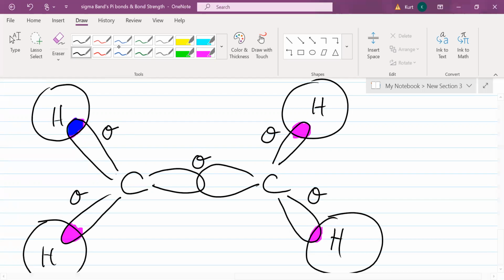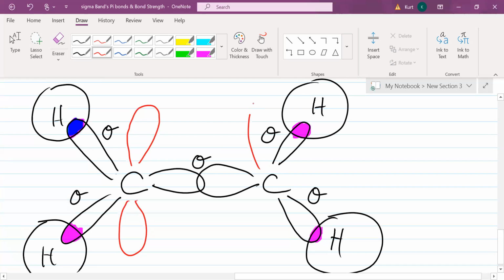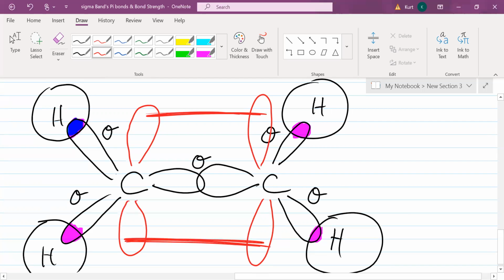But now, you're going to see these here. This is because of the double bond. These are basically going to overlap each other, and this is going to be a pi bond. And a pi bond has 2 lobes. So this is all one pi bond. There's no electrons that you see.